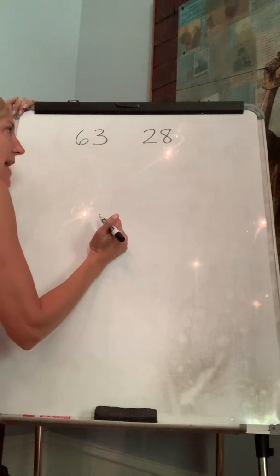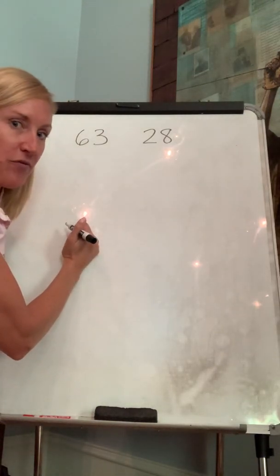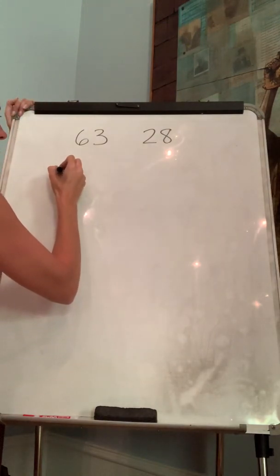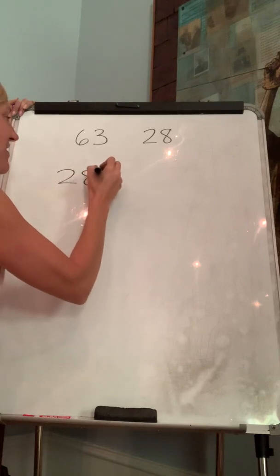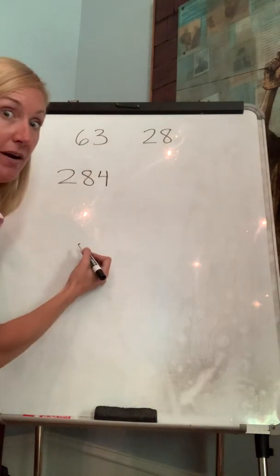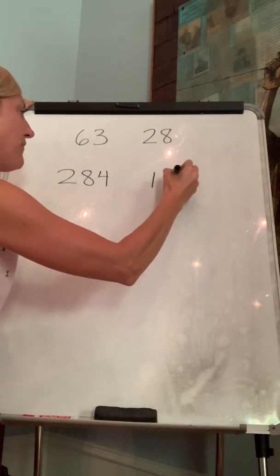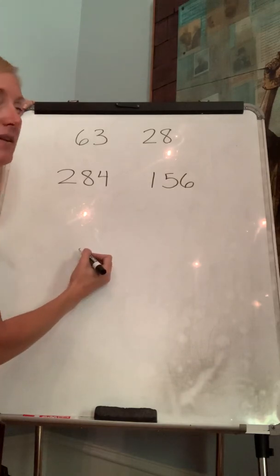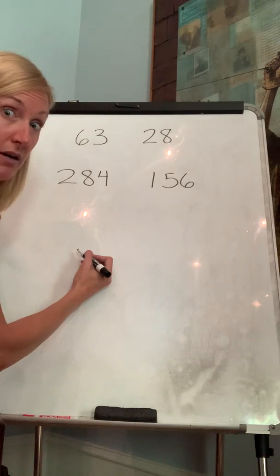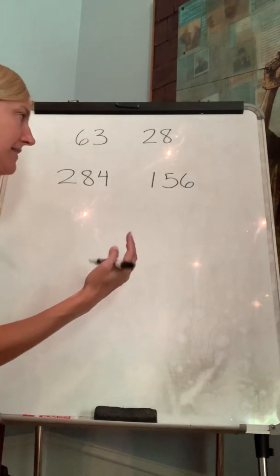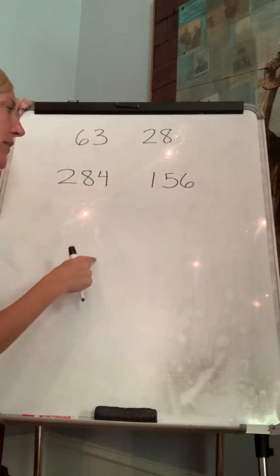Let's say that there's a big concert in Forsyth Park, and there are 284 people at the park. But then some of them get tired, and 156 of them leave the park. How many people are still at the park? Are we adding or subtracting? We had this many people, but then some of them went away. How many are left?